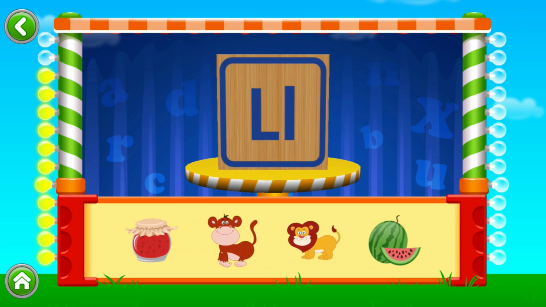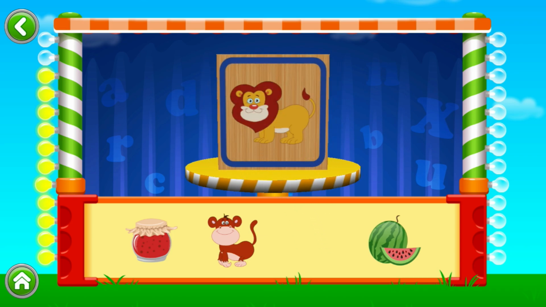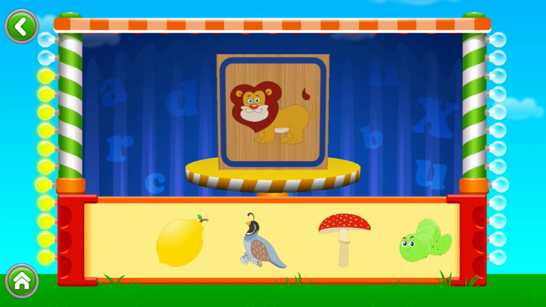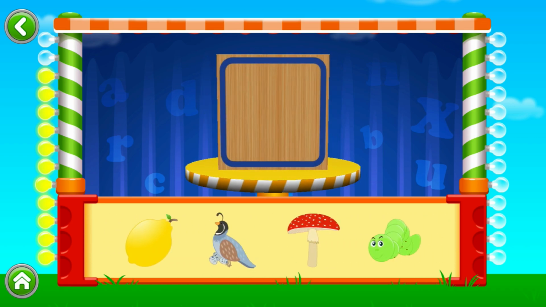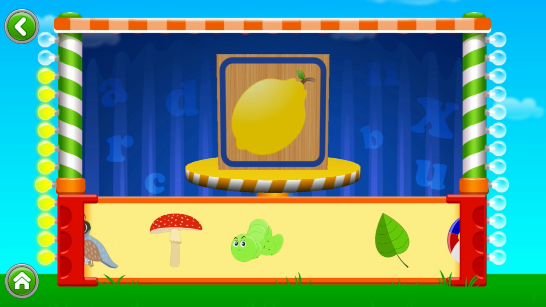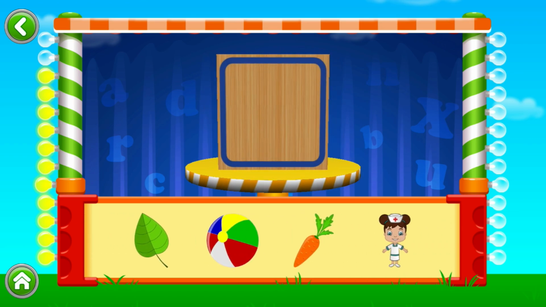L. Lion. Go ahead and turn the letter cube. Lemon. Now, let's do the next side. Leaf.